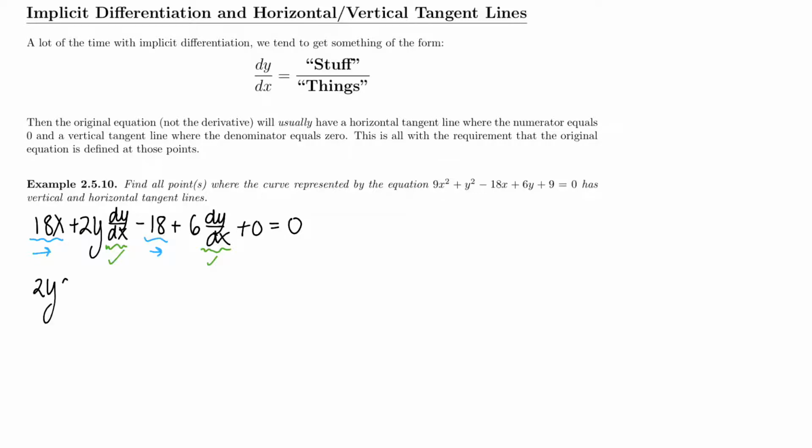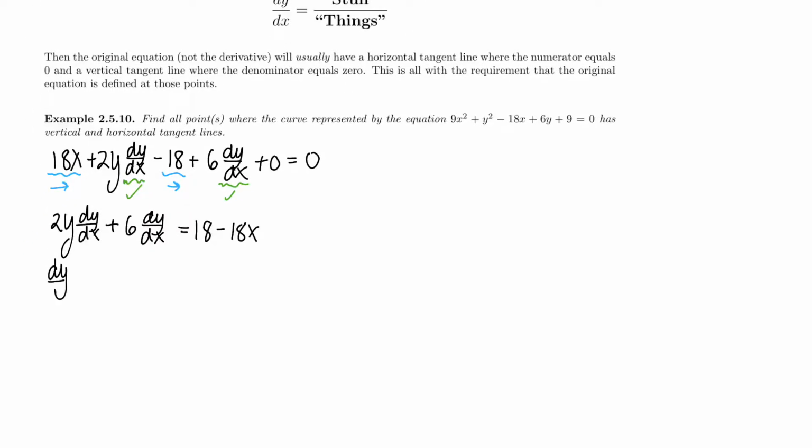So we have 2y dy/dx plus 6 dy/dx equals 18 minus 18x. I put the 18 first because it's positive, and then minus 18x. But you could do negative 18x plus 18. That would be the same thing. Factoring out the dy/dx, 2y plus 6 equals 18 minus 18x. And then as a reminder, we're dividing by this leftover stuff right here on both sides.